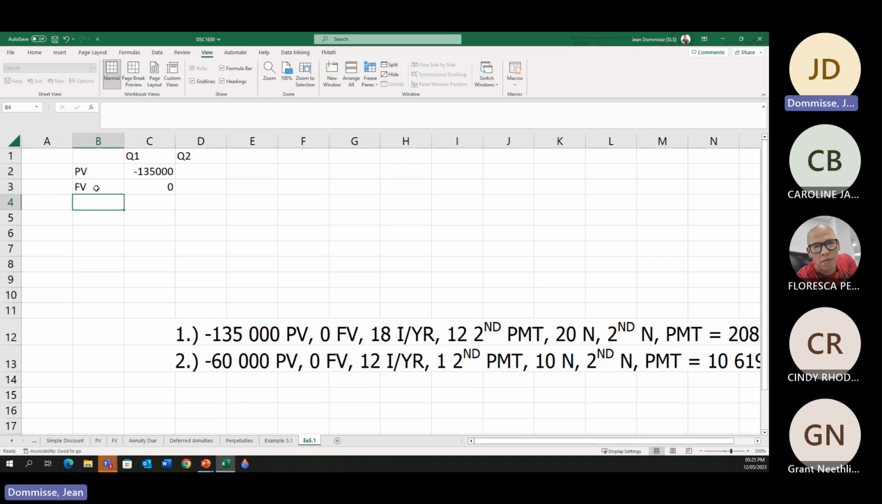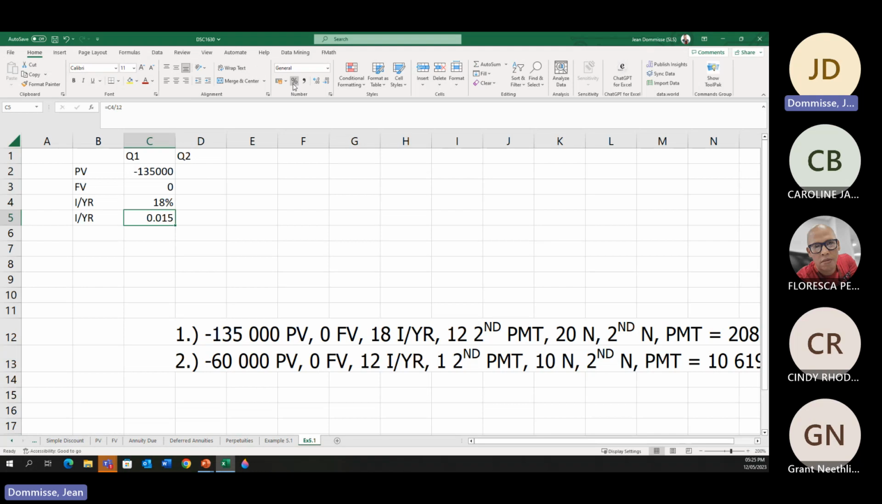At the end of the term, your home will be paid off, so your future value will be 0. They tell us your interest rate is 18%. But remember that interest rate is calculated monthly. So your interest rate is in actual fact 18 divided by 12, because it is monthly. We just again need to make it a percentage. I'm just going to say next to it monthly, so that we know.